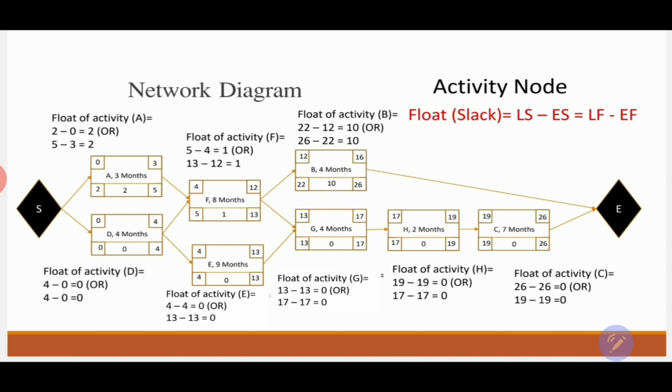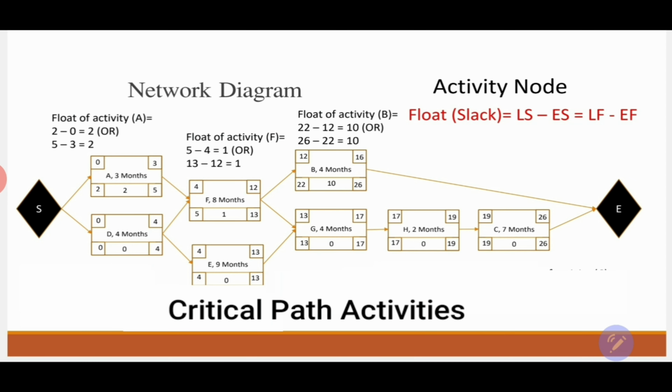And this means that these activities fall on the critical path. Since activities D, E, G, H, C have a float of 0, we call these the activities on the critical path. Why? Because we cannot delay them a single month or a single day, because we have a float of 0. Activity A, activity F, activity B, they are not critical path activities.